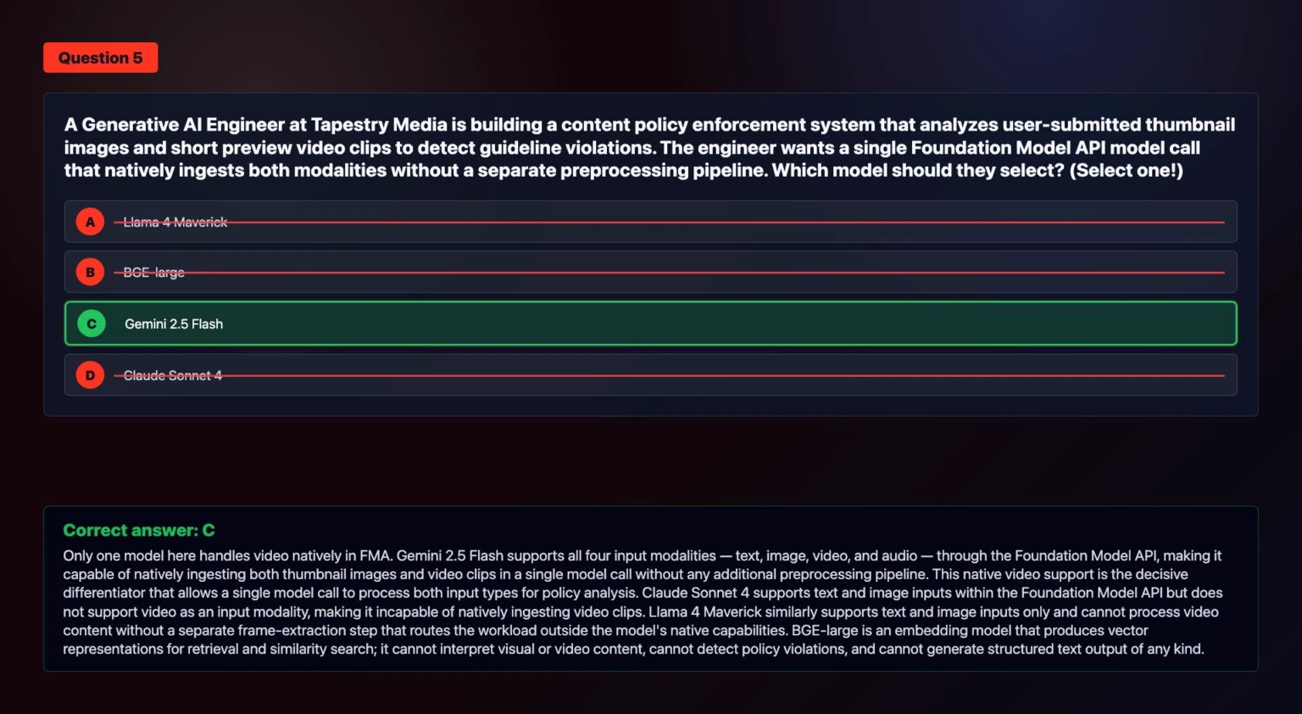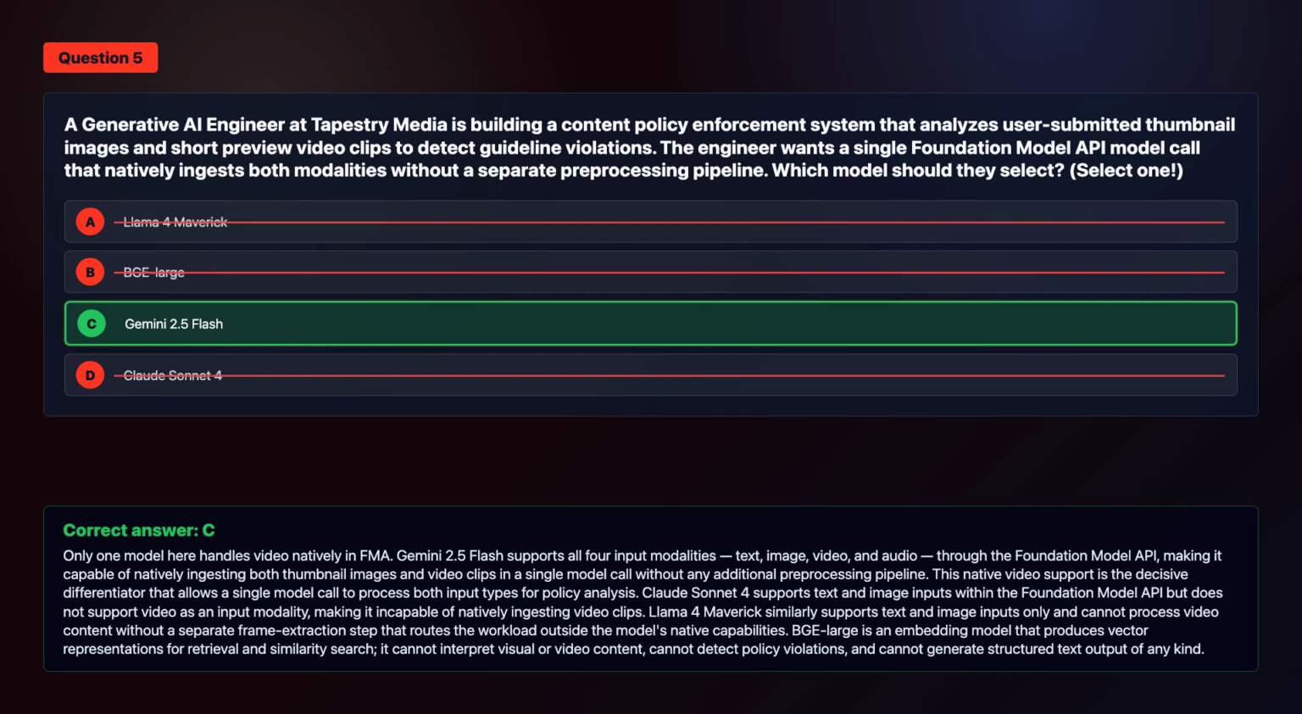The correct answer is option C. Only one model here handles video natively in FMA. Gemini 2.5 Flash supports all 4 input modalities: text, image, video, and audio through the Foundation Model API, making it capable of natively ingesting both thumbnail images and video clips in a single model call without any additional pre-processing pipeline. This native video support is the decisive differentiator.